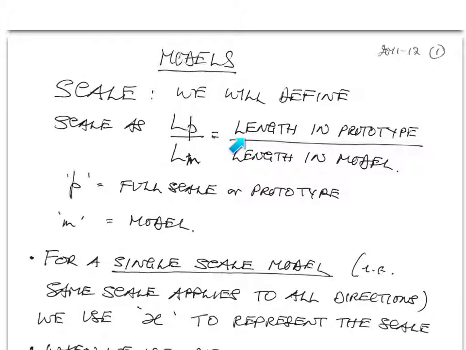And remember, what we've chosen to define the scale as is the length in the full size structure or system, we call it the prototype, to the corresponding length in the model. And we use P as a subscript to represent the full scale structure or system, and M as a subscript to represent the model structure or system.